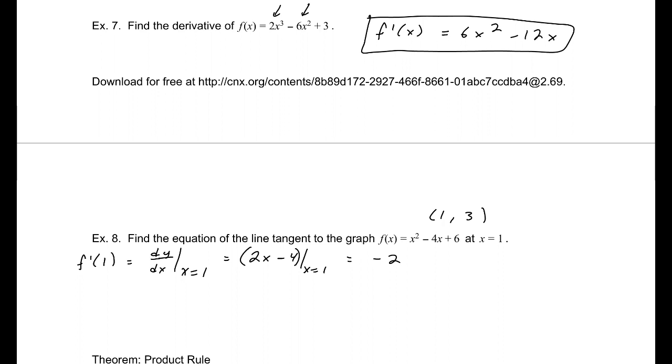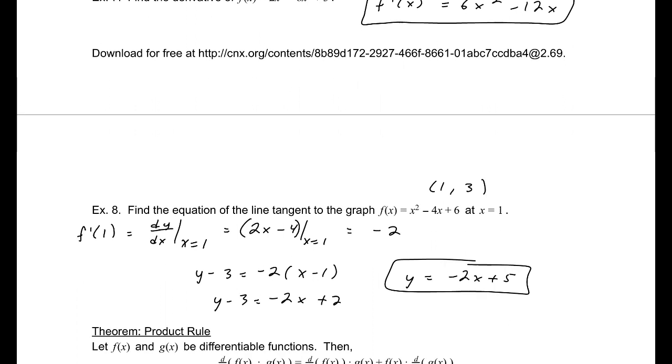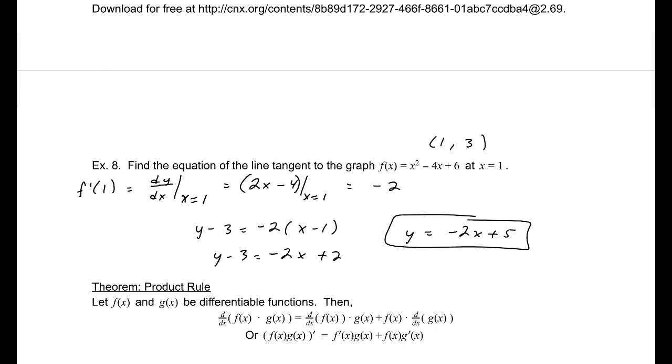All right. So if we plug that in to our point slope form, that would be y minus 3 equals our slope, x minus 1. Y minus 3 is negative 2x plus 2, and therefore y equals negative 2x plus 5. Things go a lot quicker. So first, find our derivative and evaluate it at that point. Then on to our point slope, which leads us to our slope-intercept form.